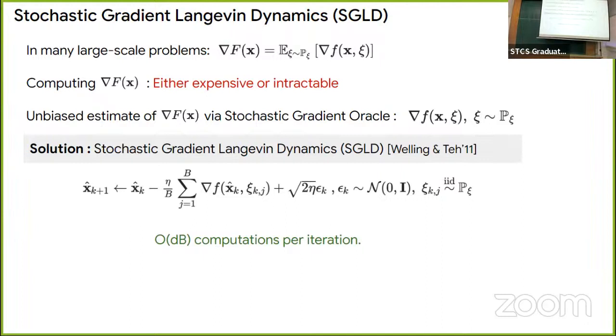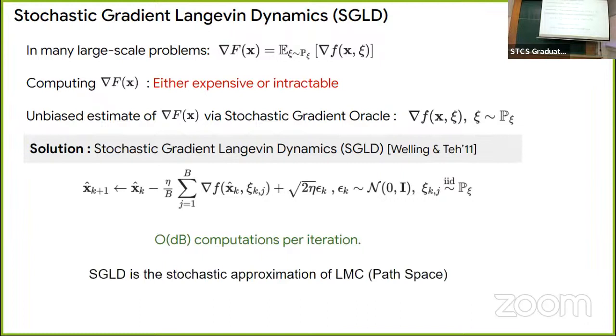So this is better because if you choose a moderately large batch size like 10 or 20 or 100 or something, this only requires O of dB computations per iteration, and this is tremendously successful in Bayesian settings. Okay, so in this sense, we are doing a path space stochastic approximation of these stochastic differential equations. So like I said, it's in the path space.